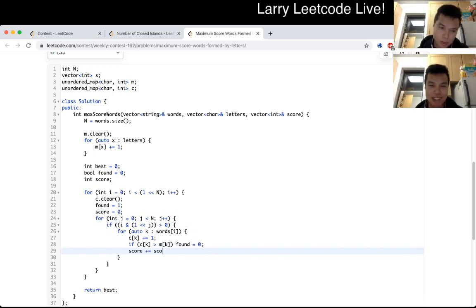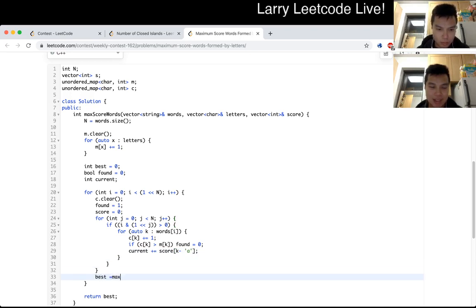Here I just keep track of score, and that's when I realized that I have a bad variable name. I have to convert the character k to index, and then there you go. And then after all, you just set the best score to whatever's higher.